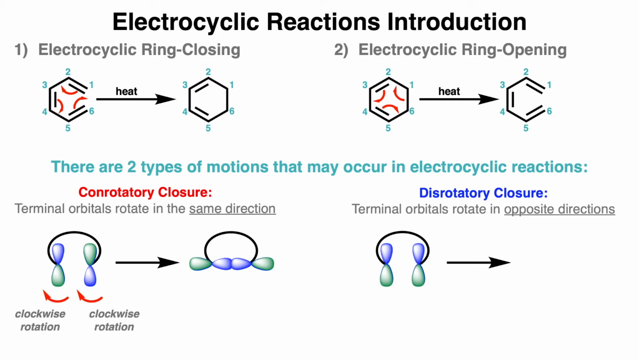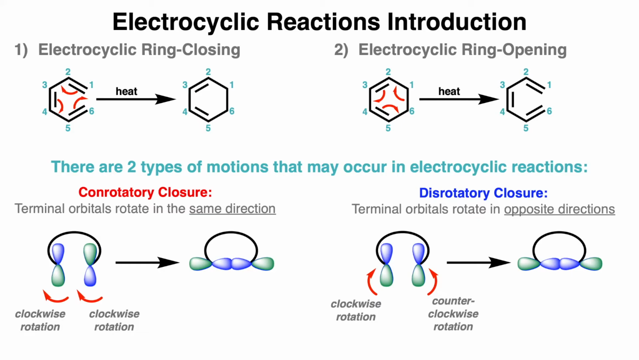On the other hand, a disrotatory closure is when terminal orbitals rotate in opposite directions. In this case, for the orbitals to overlap, one orbital has to do a clockwise rotation, while the other orbital has to rotate counterclockwise for the blue lobes to overlap. Since they have to rotate in opposite directions, this is called disrotatory.